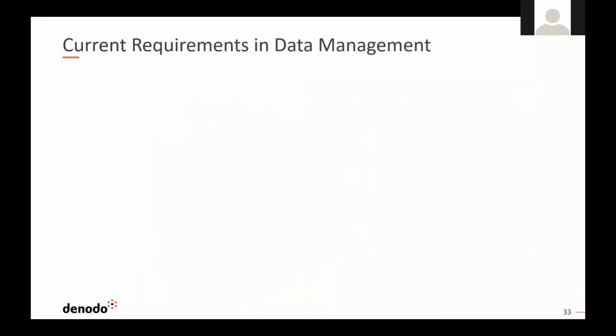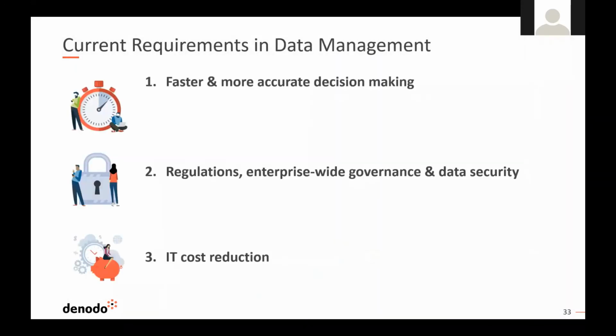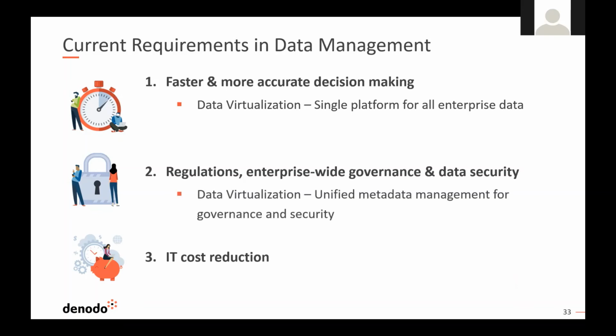So if we go back and have a look at our requirements in data management, where we wanted faster, more accurate data, still while being regulated and reducing costs, we can see that data virtualization allows us to do that. Fast delivery of data, because it provides that single platform, that single spot to go to get all of your data, regardless of what use you're looking for. And because we also now have that single layer, that single platform of access, we can ensure that we're unifying the governance and security of all the data.